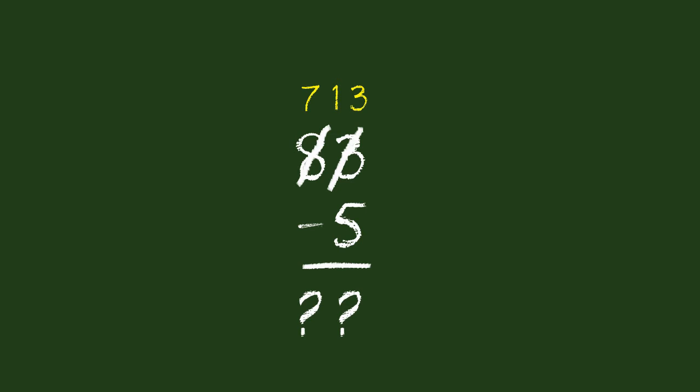Now we have 7 in the tens column and 13 minus 5 in the ones column. 13 minus 5 equals 8, so we have 8 for the answer in the ones column, and without any other numbers to subtract in the tens column, we bring the 7 down here to the tens answer location. Now we have our answer. So 83 minus 5 equals 78.